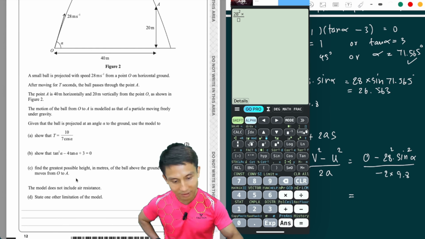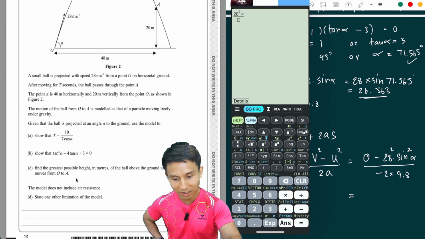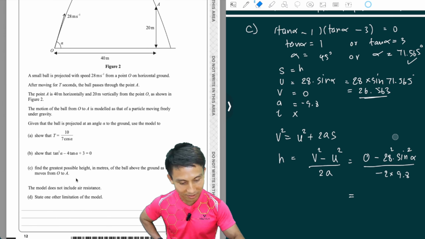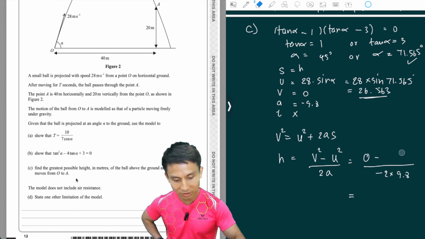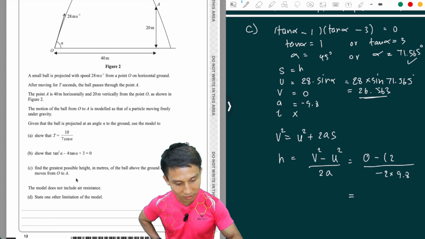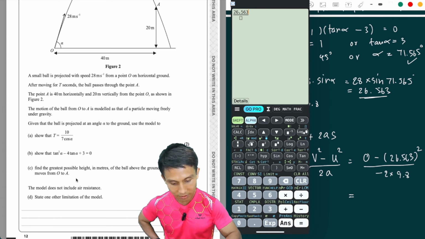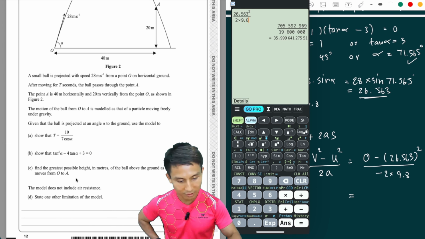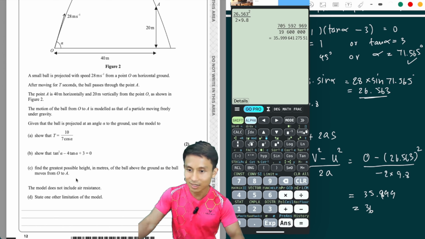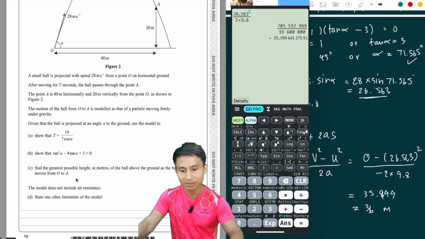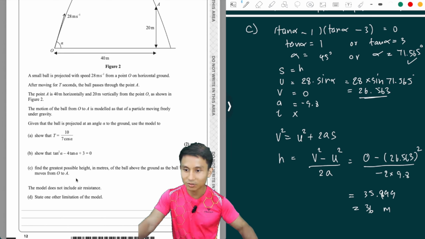Okay, I think I should use the whole of that, right? Because that's u sine. That's u. So this is just follow through from 26.563 squared, right? Gotta be careful there. And this is over 2 times 9.8. So that's just 35.999, about 36, right? So that's 36 meters, the greatest height. And that is just part C done.